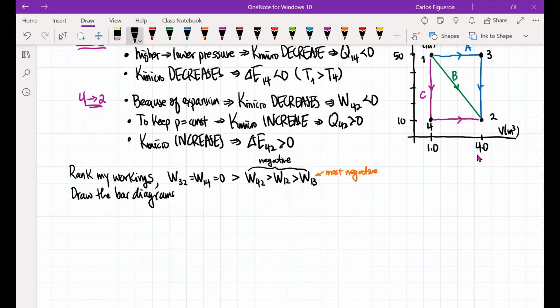So the one I'm going to work on first is from 1 to 3 to 2, and then 1 from 4 to 2. So here I go. This is path A, which goes from 1 to 3 to 2. Note that the work from 1 to 3 is the most negative. So I'm going to try to scale this so that it makes sense here.